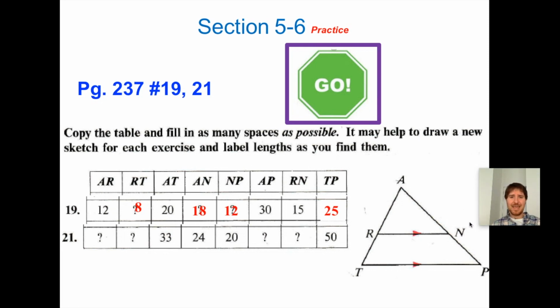I'll maybe go through it. AN is 18. NP is 12. Okay, so AP is 30. So one thing I want to point out here, AT is 20. You want to get corresponding parts. They're going to be in the same ratio, right? So this is 20 right here.